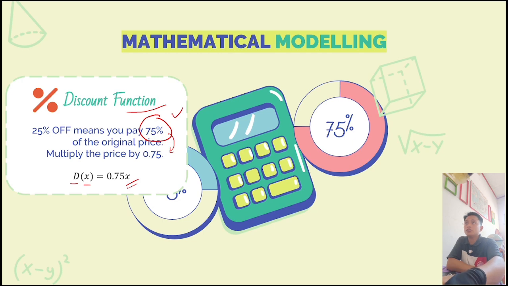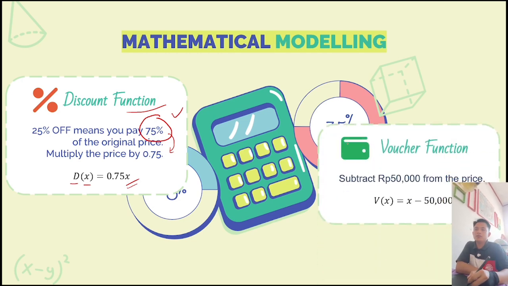Now let's go to the voucher function. The voucher function is easier because we just subtract 50,000 from the price.